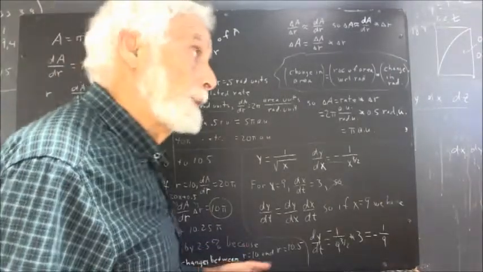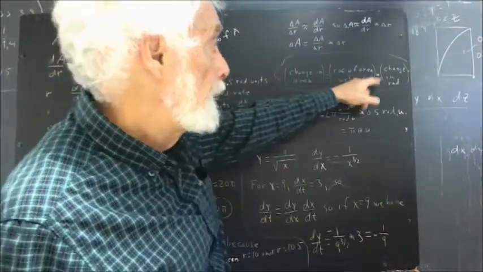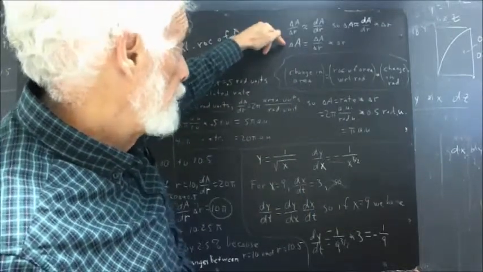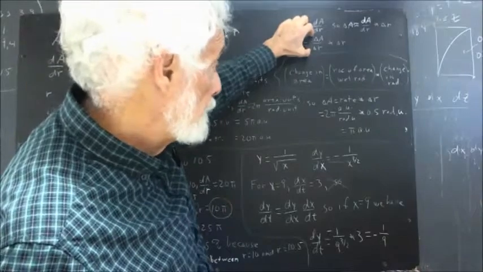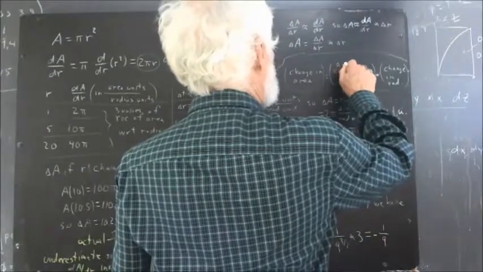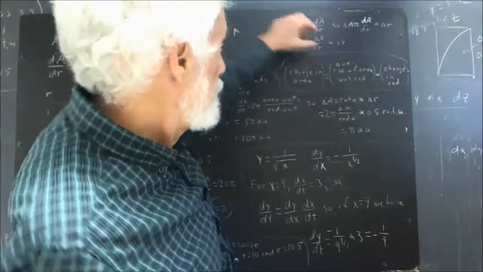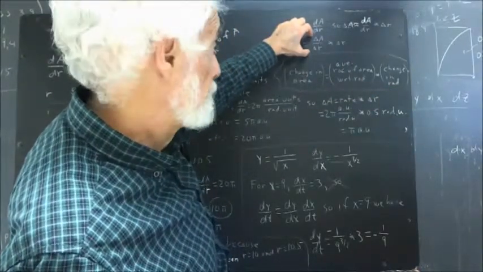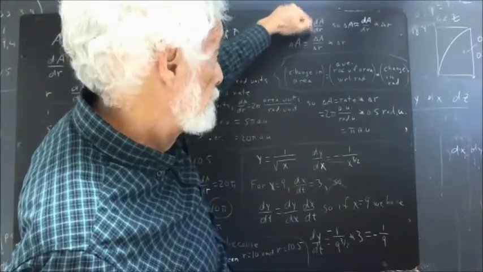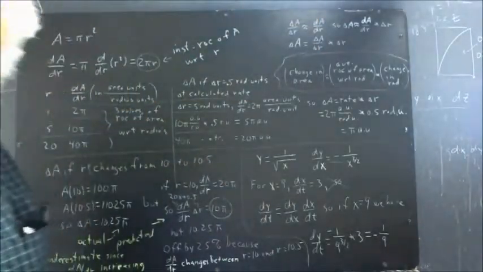And just to reinforce one of our main points, the change in area is the rate of change of area with respect to radius times the change in radius. That's what we're saying up here. Change in area is equal to the average rate of change of area with respect to radius, and I should put the word average in here, multiplied by the change in radius. The average rate of change of area with respect to radius will be close to the instantaneous rate of change if you pick the right radius from which to calculate your instantaneous rate of change.